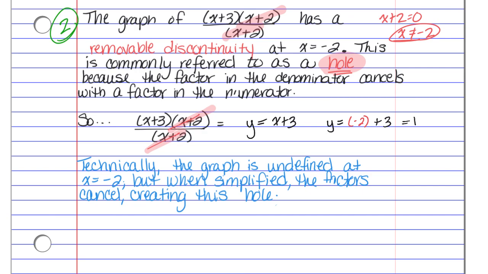So my point is located at -2, 1, because if I evaluate my simplified polynomial at that point of discontinuity, I get a y value, or an output, of 1. So the hole in my graph is at -2, 1.